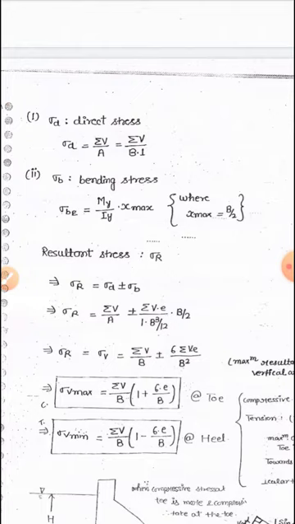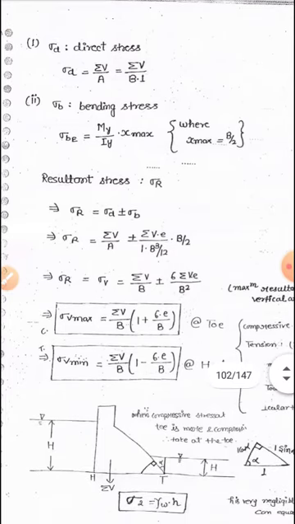Bending stress sigma b is equal to M upon I into x max, right? So the resultant stress sigma R is equal to direct stress plus or minus bending stress, and putting the values of direct stress and bending stress we get the expressions for sigma V max and sigma V minimum, where sigma V max is equal to sigma V by B into 1 plus 6e by B, which will act at the toe, and sigma V minimum is equal to sigma V by B into 1 minus 6e by B, which will act at the heel.